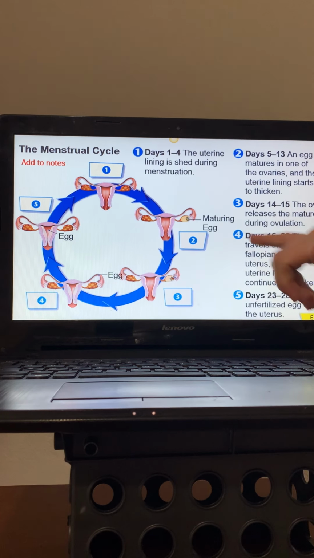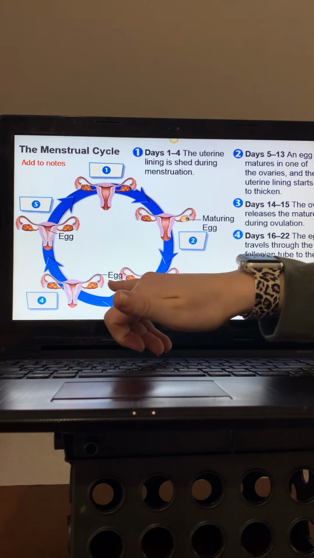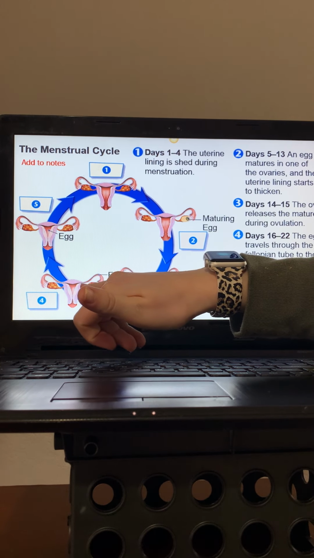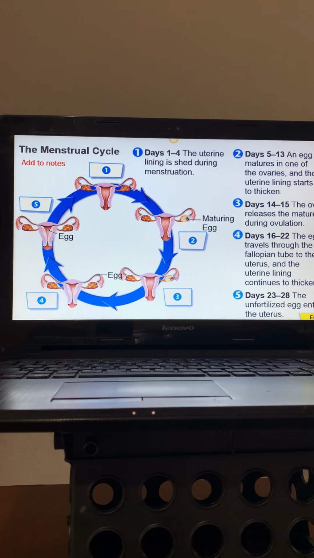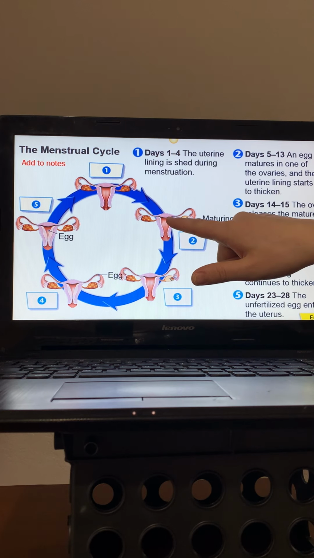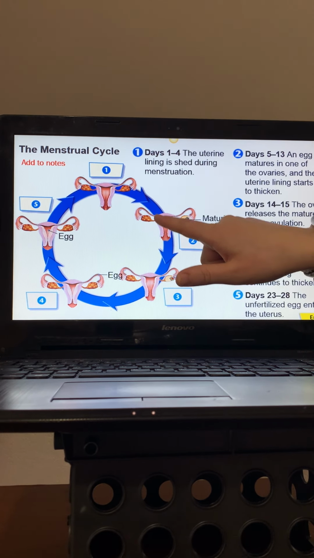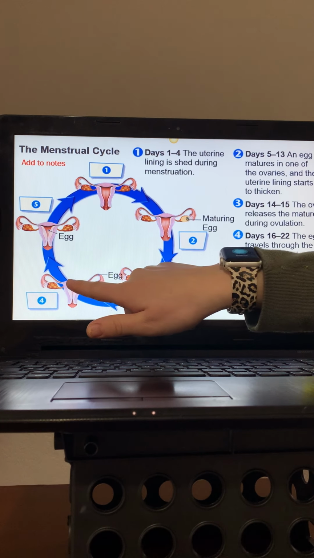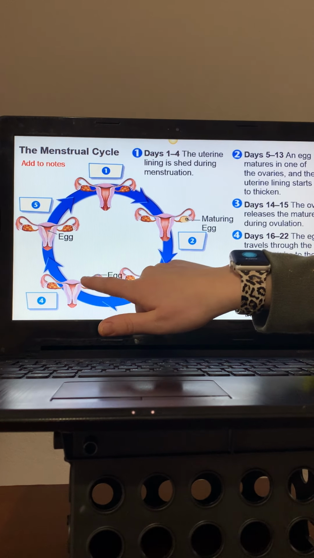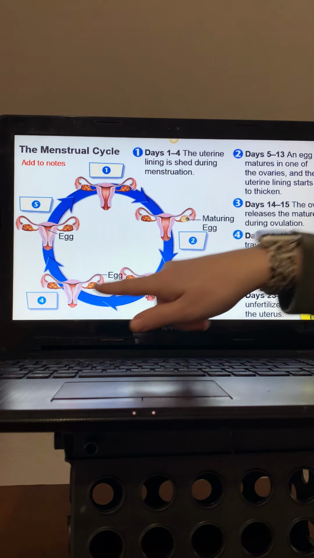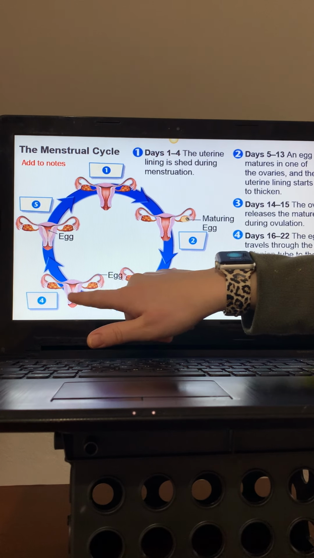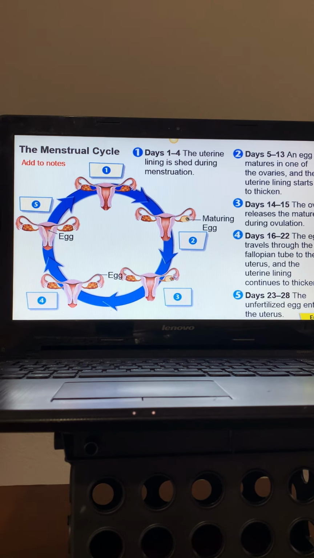So picture number 4, days 16 through 22. Now this egg is going to travel down the fallopian tube to the uterus. I'm not sure if you can see this because it's on camera, but if you look at this white lining inside of the uterus, the white lining is a little bit thinner here, a little bit thinner here, and it's starting to become really thick right here as the egg travels down the fallopian tube. So again, it's starting to become thick with blood and nutrients because it thinks, hey, there's an egg coming, and this egg might be fertilized, so I might need to grow and develop a baby in here.